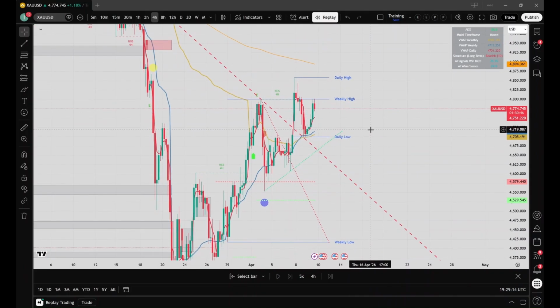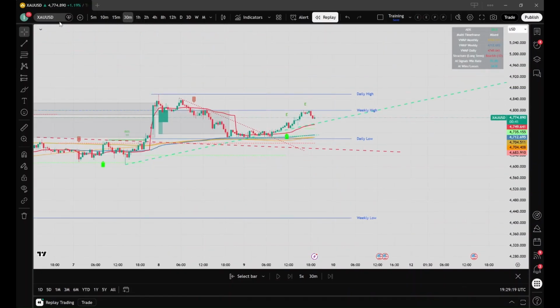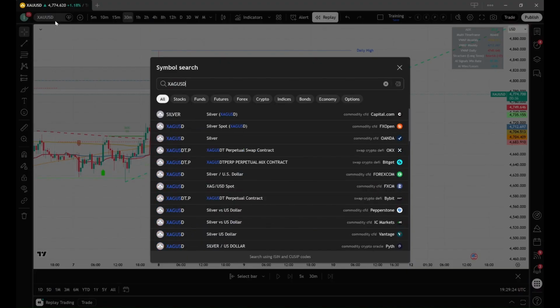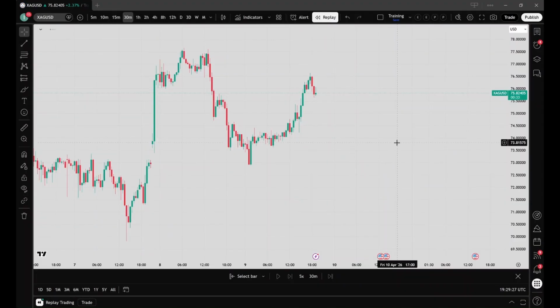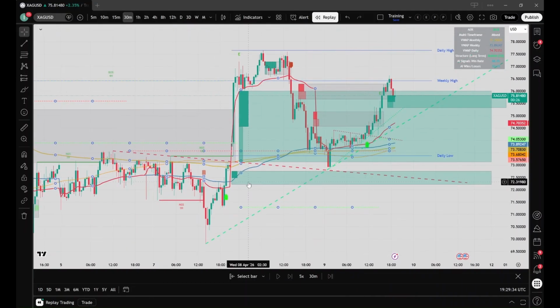I mean, the trades don't get any easier than that, right? We had the same on silver. If I quickly show you silver, there's a trade I took within the group last night. I think it was, yes, it was last night. And the logic behind it was just so simple.